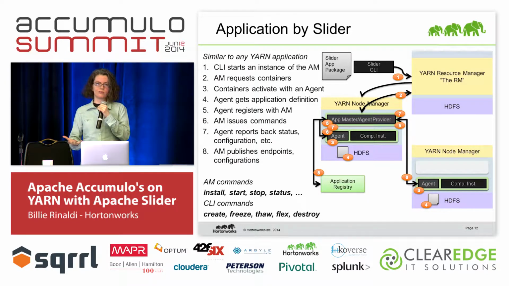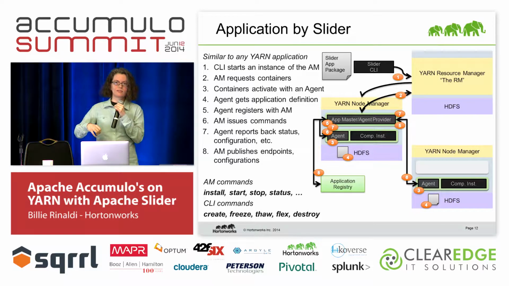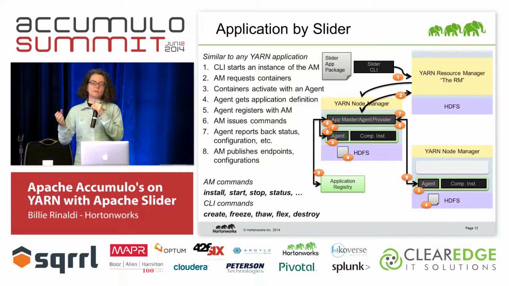There are a few other commands you can execute through the Slider CLI. One is to freeze a running application, which brings down all of its processes, but the application data and configuration are still there, so the processes can be started back up. To start them back up is a thaw command. If the cluster is frozen, then you can destroy it, which means bring the processes down and get rid of all the data. And then there's also a flex command, which means change something about the configuration, mainly, say, increase the number of T servers.